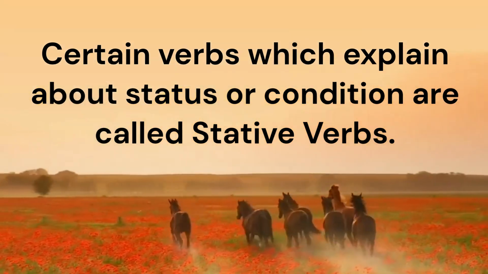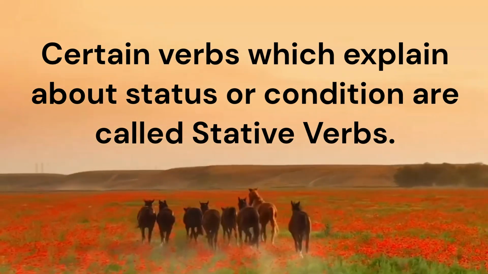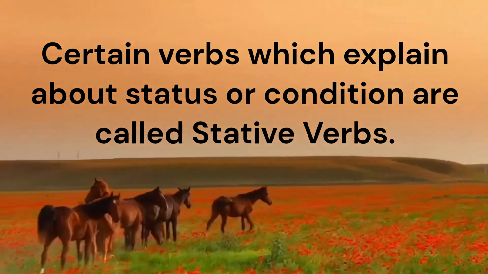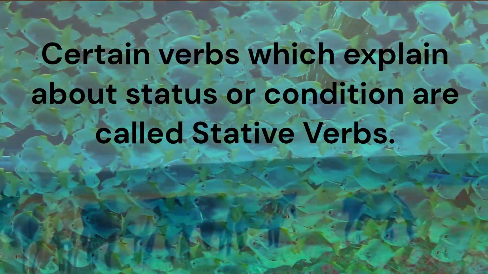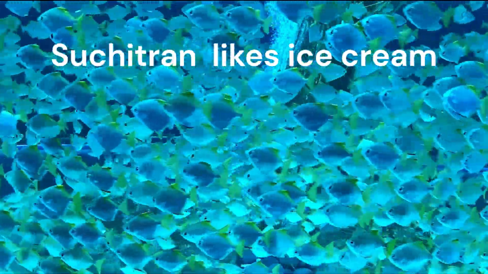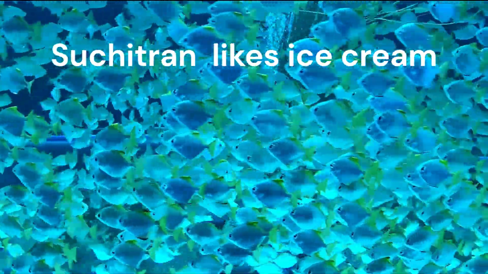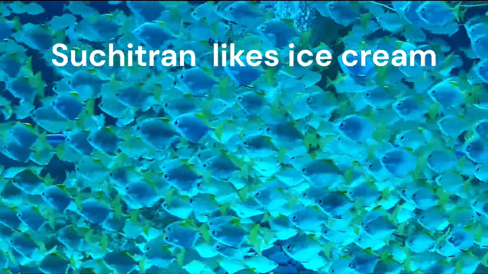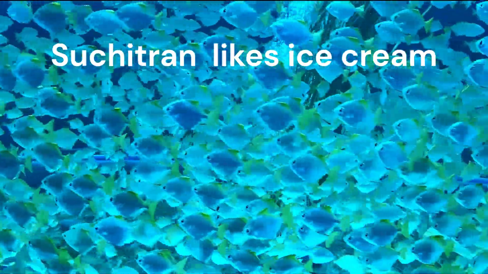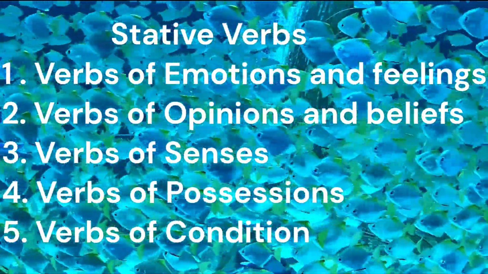Generally, a verb explains about the action and the time in which the action takes place. But there are certain verbs which will not tell about the action. Rather, they explain a state or a condition. For example, Suchitran likes ice cream. Here, the verb like explains the status of Suchitran liking the ice cream and not any physical action of doing something.